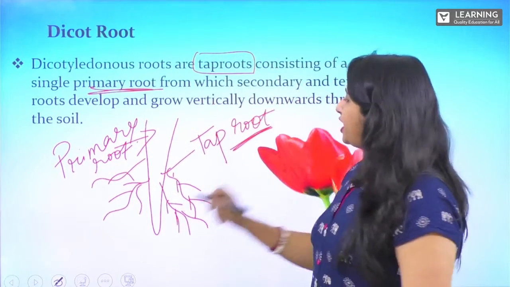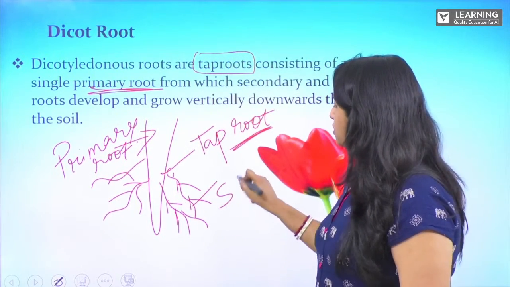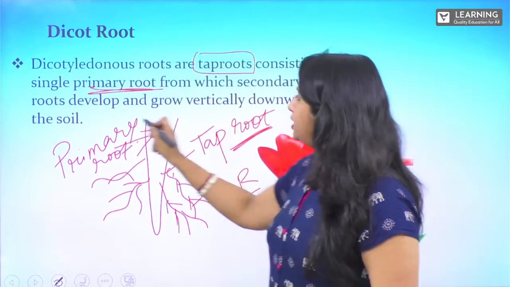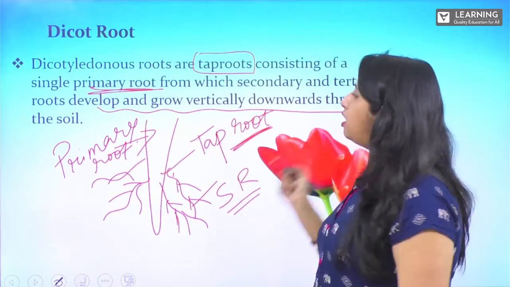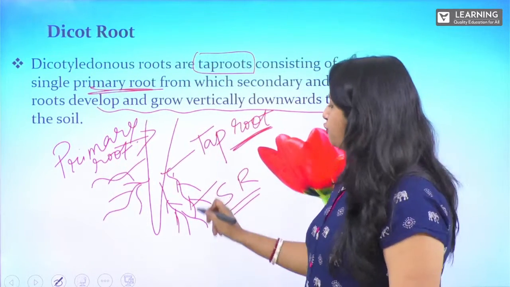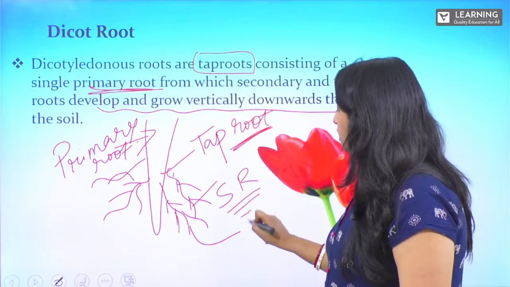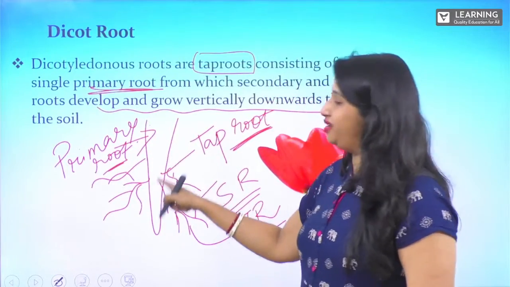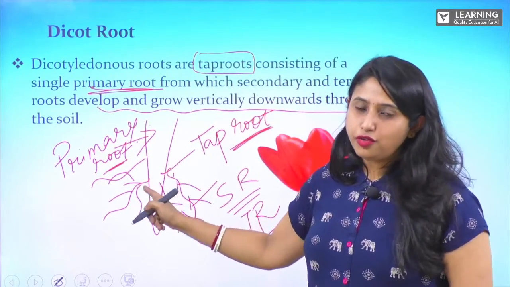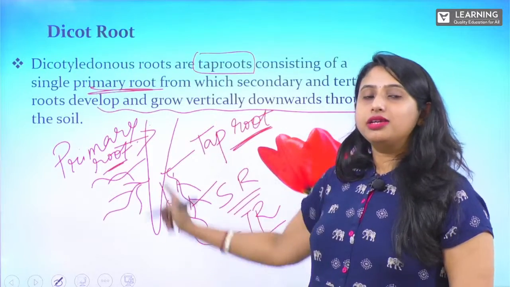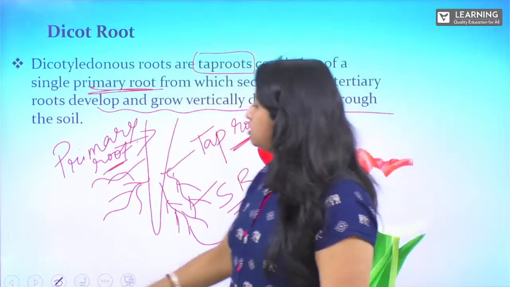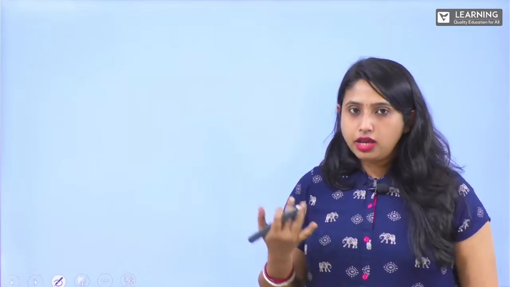From which the secondary roots are arising. See, all these are your secondary roots. So from here, the secondary roots are arising, and tertiary roots develop and grow vertically downwards towards the soil. So from here your secondary roots and the tertiary roots arise. So this is basically your primary root only. Taproot is your primary root from where all the roots are arising, and taproot you will see in case of your dicotyledonous plants only. Next, let us understand the anatomy of your dicotyledonous root.